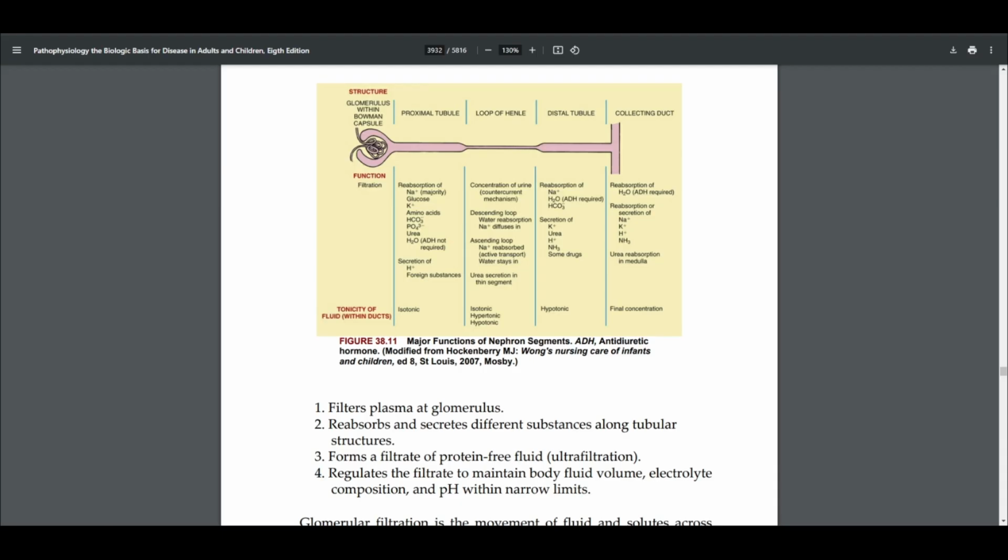We're also going to take a quick peek here at this picture. The major functions of nephron segments: ADH, antidiuretic hormone.